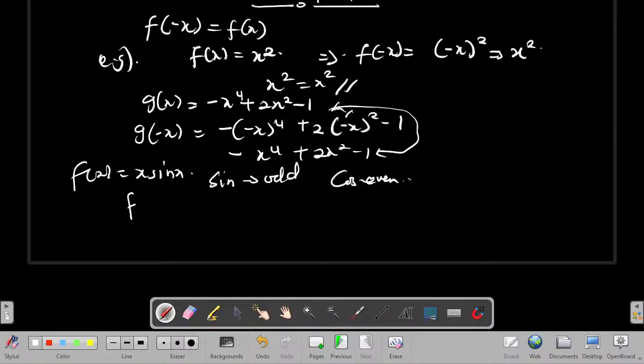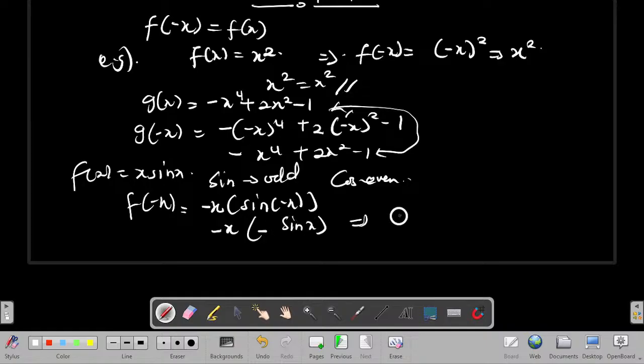Just test. So f of negative x will be equal to negative x multiplying sine of negative x. You have negative x outside, multiplying sine of negative x, which is negative sine x, okay? Therefore, negative times negative is positive, so we get x sine x back again. Therefore, x sine x is an even function, clearly explained. Let's move to an odd function.